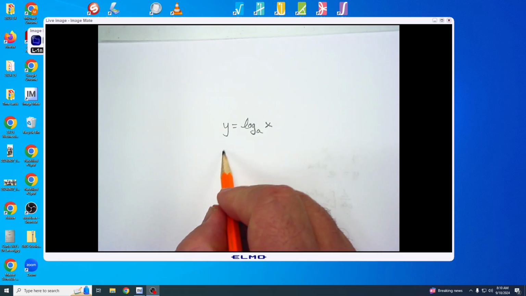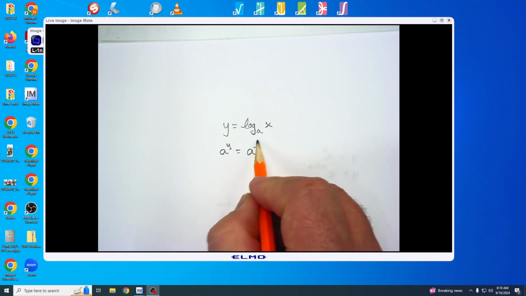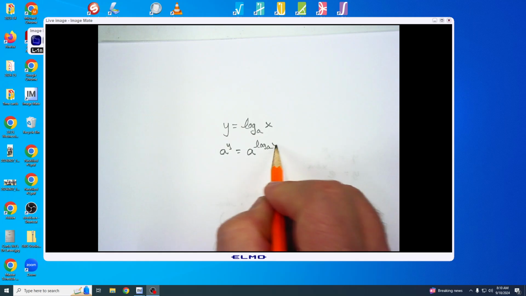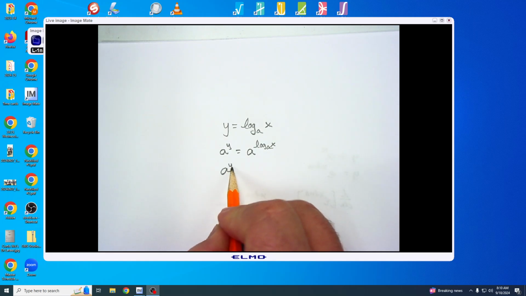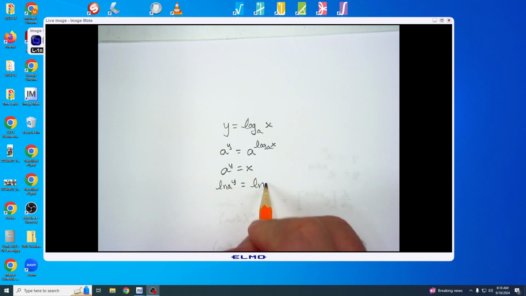So if I exponentiate, I make it a to the y equals a to the log base a of x. And yet we know that a to the y must then be x. If we then take the natural log of both sides and then move the power of y into the front, we can now take the derivative of each side.